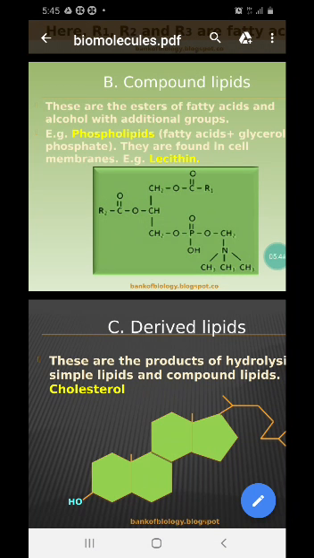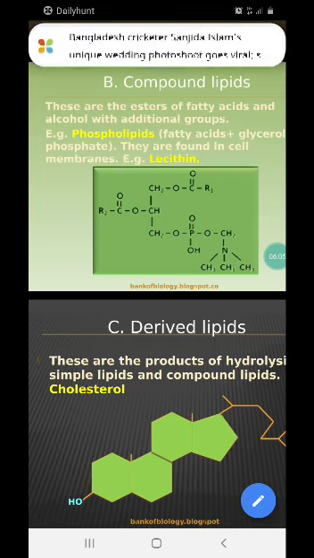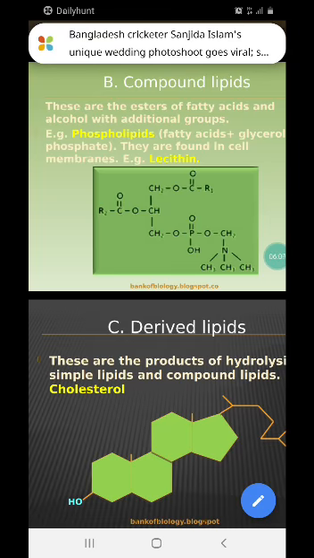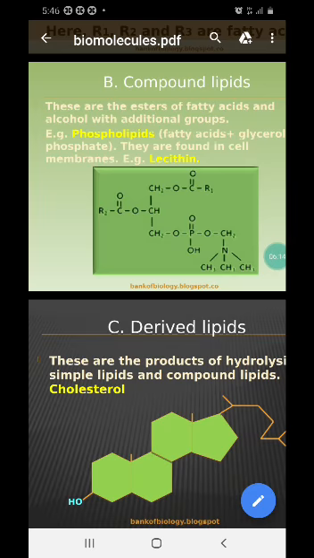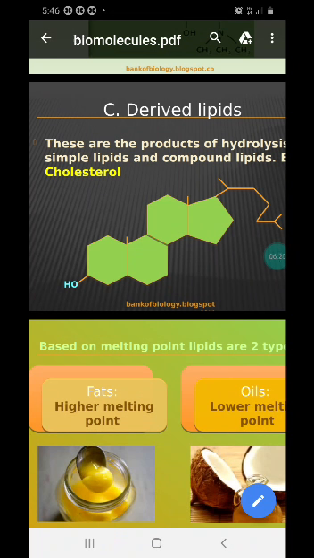Okay, right. And derived lipids. The best example of derived lipids is cholesterol. What are derived lipids, children? They are the products of hydrolysis of simple lipids and compound lipids. For example, cholesterol, right? In our body, the fats are stored in the form of cholesterol, right? And already I told you how to differentiate oils and fats. Oils have a low melting point and fats have a higher melting point.